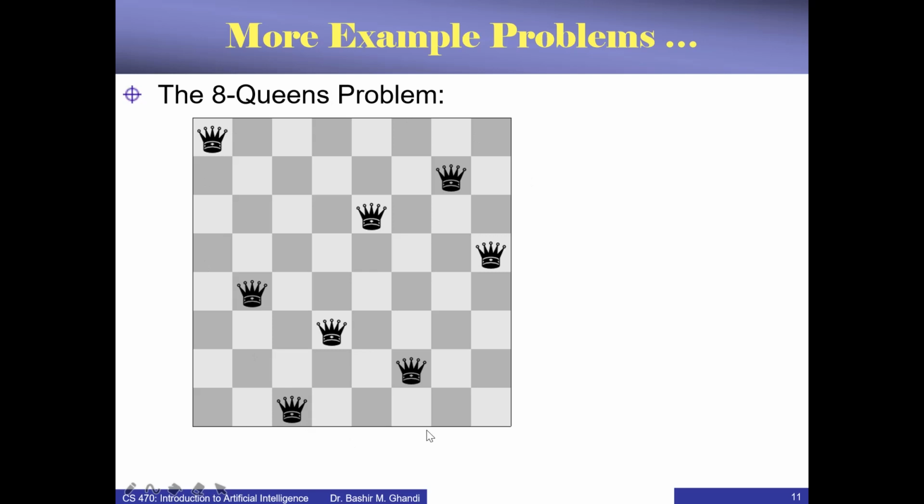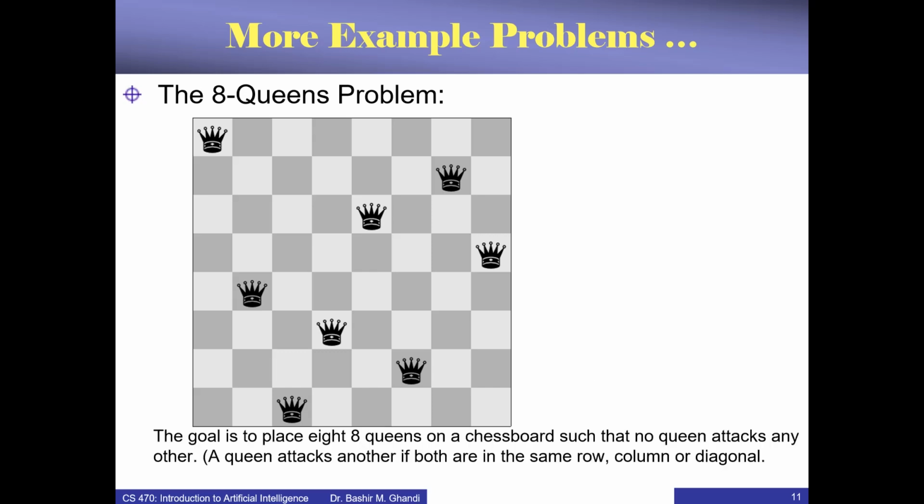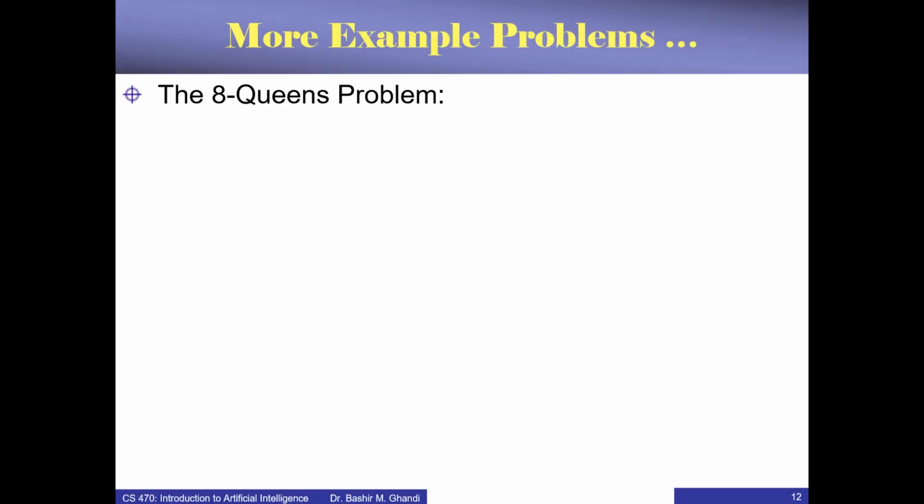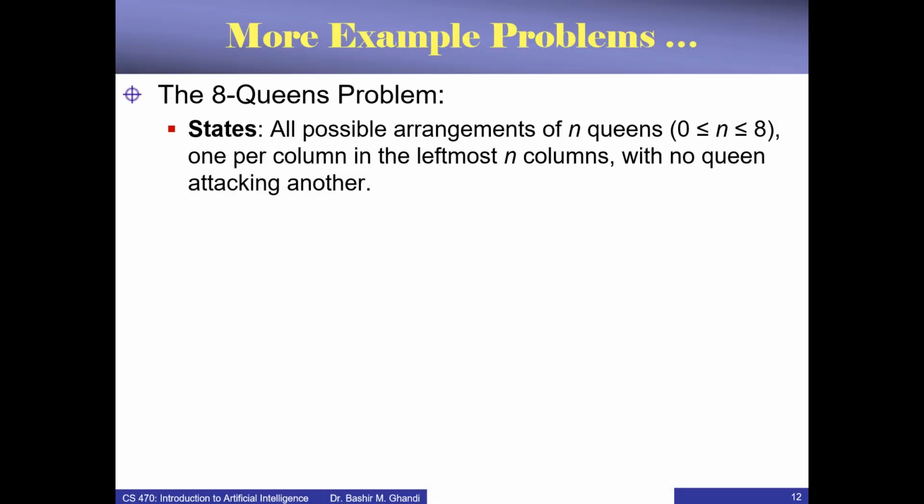So this is an example of a solution. None of these queens is attacking each other. How will you formulate this problem? What are the states, first of all?